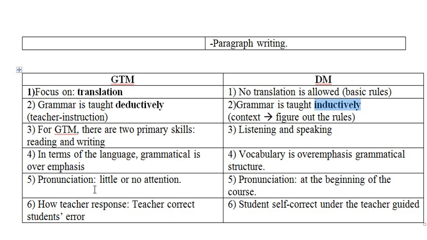Fifth, pronunciation receives little or no attention in grammar translation method, but in direct method, pronunciation is paid attention to at the beginning of the course. Finally, how the teacher responds: the teacher corrects student errors, but in direct method, students self-correct under the teacher's guidance. Remember, in direct method, getting students to self-correct is very important, and there are 3 ways to do it.